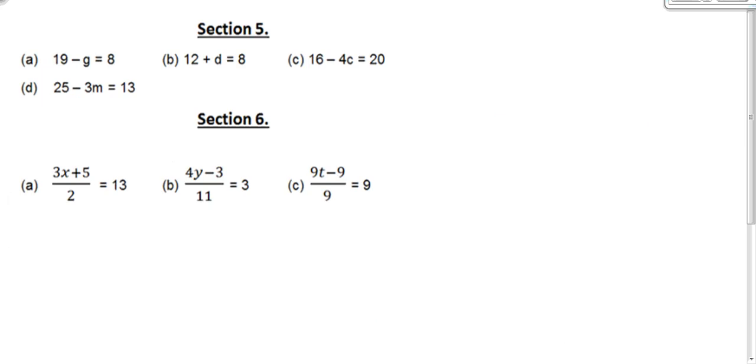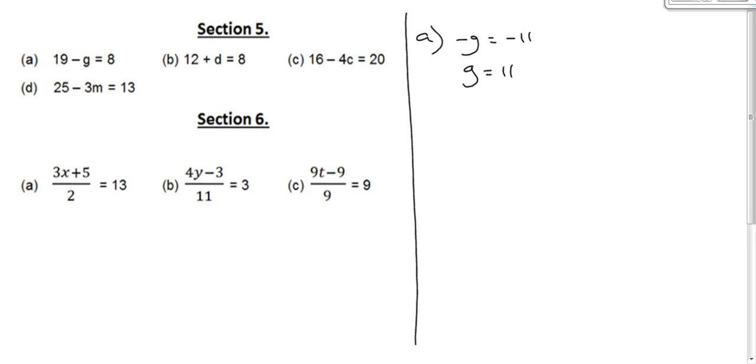Okay, moving on to the next one. So section 5. So what we've got here, now we've got some negative letters. So there's a rule for dealing with negative letters. So if we just get rid of the 19 first of all, so we take away 19 from both sides, and for A we've got minus g. If we take away 19 from 8, take away 8, take away another 11, you've got minus 11. So then you're going to multiply both of them by minus 1. So that's going to be g equals positive 11.